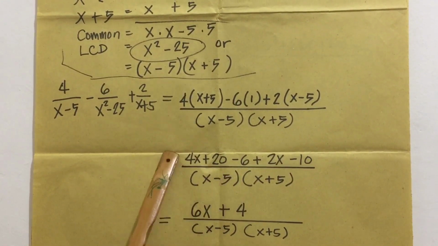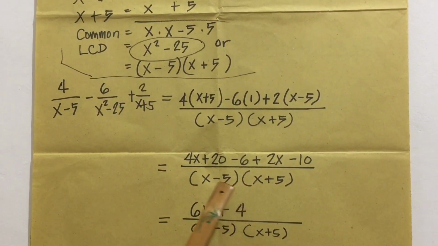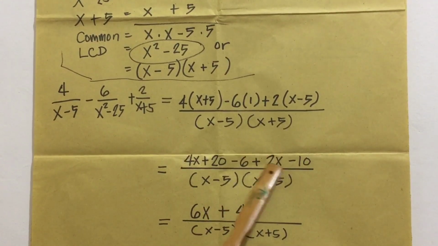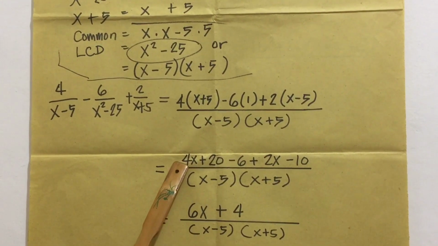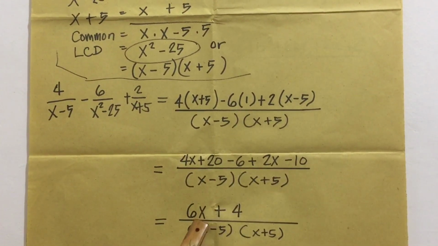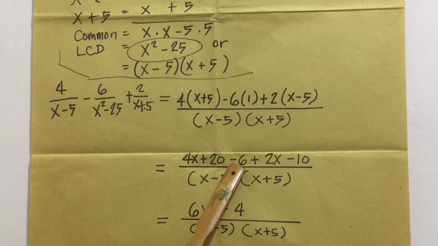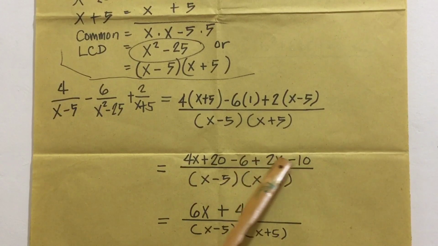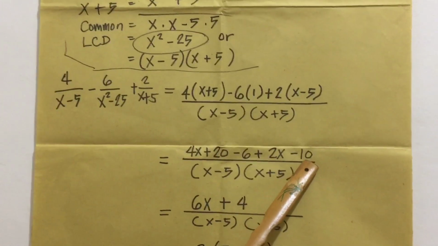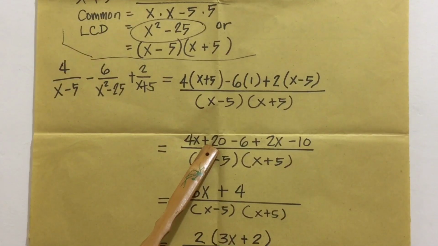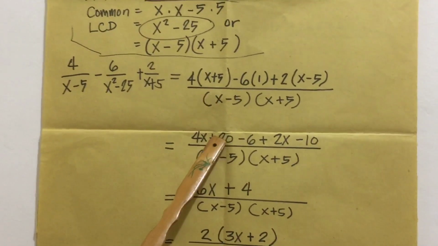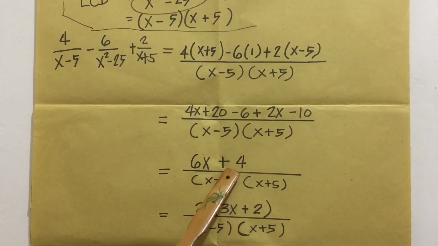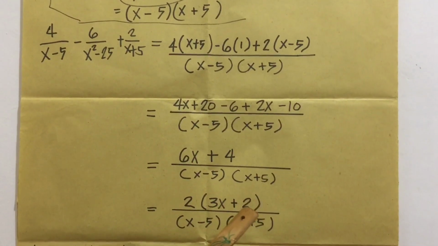And after this, our next step is combine like terms. So we have to observe same terms. We have 4x and 2x, positive, positive. If it is like sign, we're going to add, 4x plus 2x equals 6x. And the next is the constants 20, negative 6, negative 10. So we have to combine first negative 6 and negative 10. We have negative 16. And we have positive, so unlike, and so we have to minus. So 20 minus 16, the remaining is positive 4. Positive because 20 is higher than negative 16.